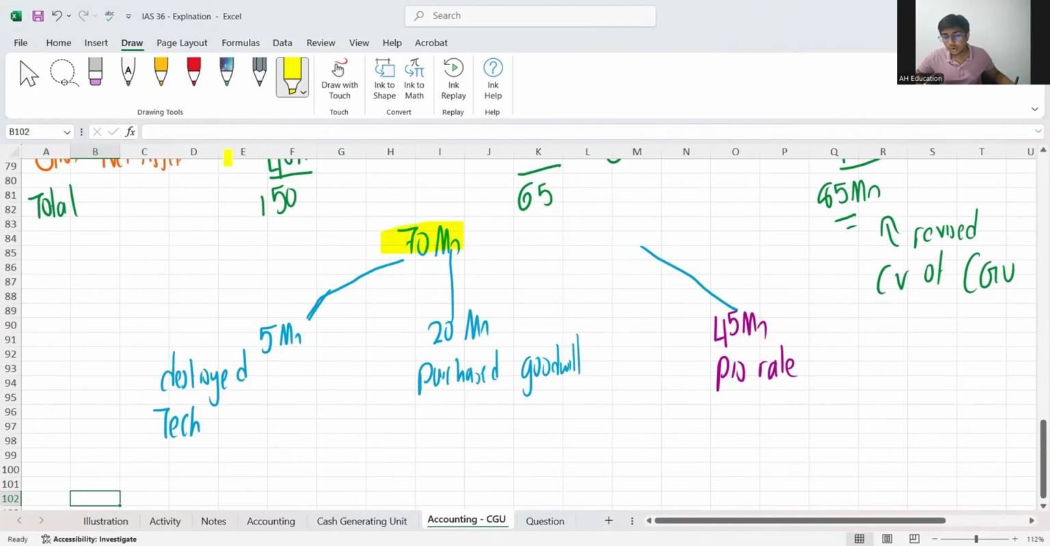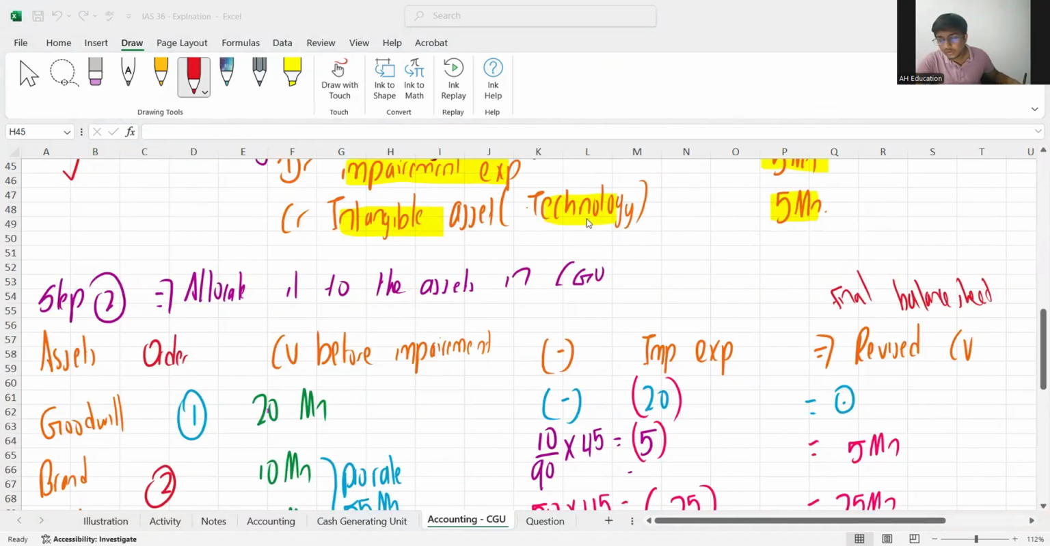So we know our total impairment expense was 70 million. Out of that, 5 million went against your destroyed technology, right? Then you're left with 65 million. Now, how will we allocate the remaining 65 million of your impairment on your CGU?